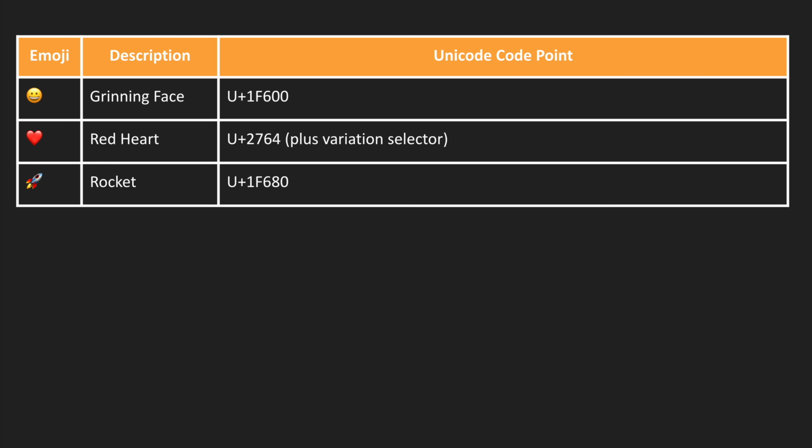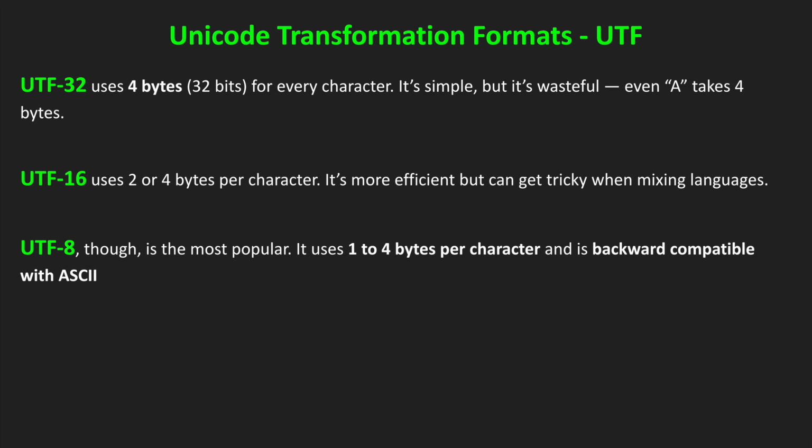We even have Unicode for emojis. For example, a grinning face has its own Unicode code point, and the red heart, rocket, and all other emojis have their own unique code points. Unicode is just an idea. What's the standard that we are using for Unicode? The standard we are using is Unicode Transformation Format, or UTF for short. We have different variations of UTF.